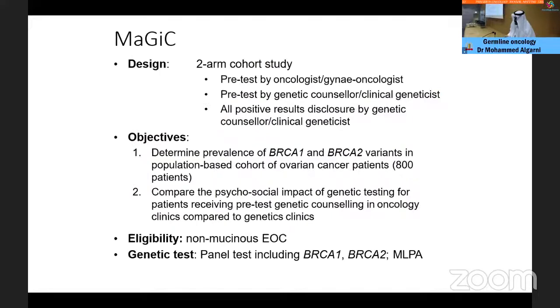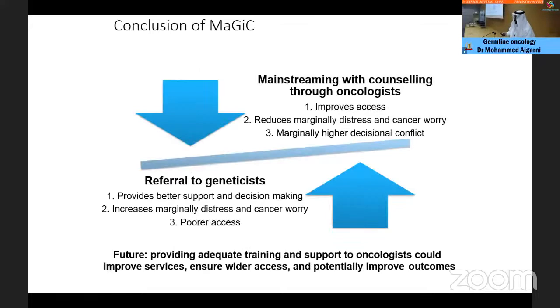This is a Malaysian study. I presented it because the access to genetic testing is almost similar in the Asian population. And they found in this study, where they allowed the gynae oncologist to order the BRCA testing, in a study they call MAGIC, that mainstreaming was effective. Of course, it has advantages and disadvantages.